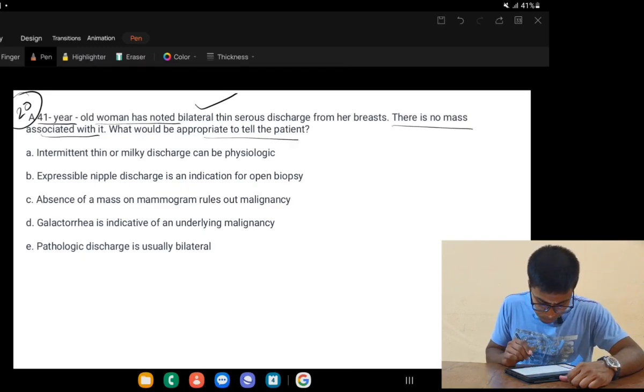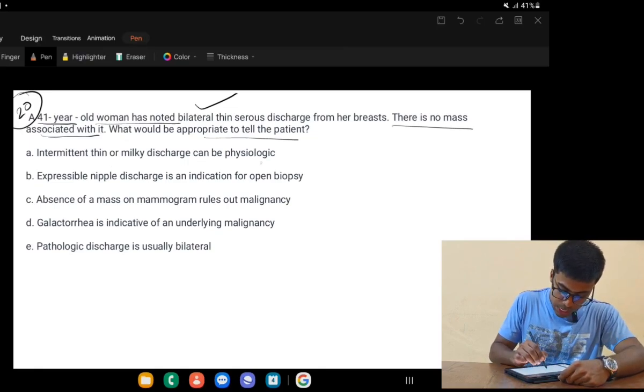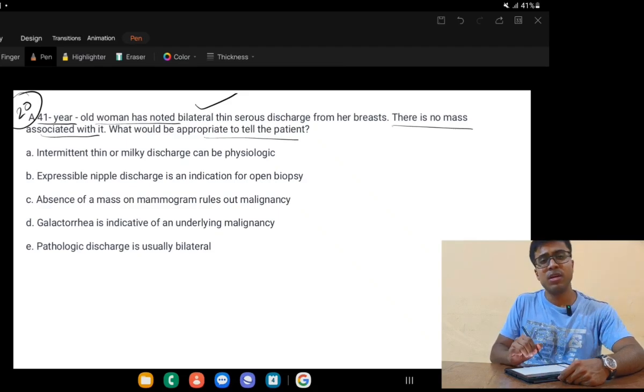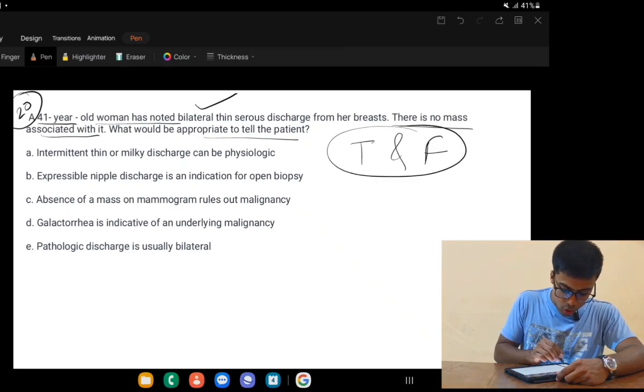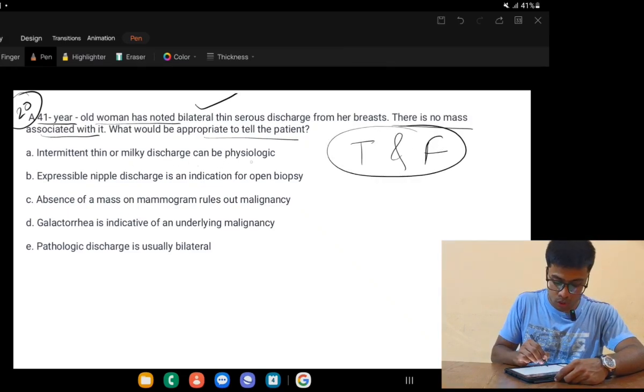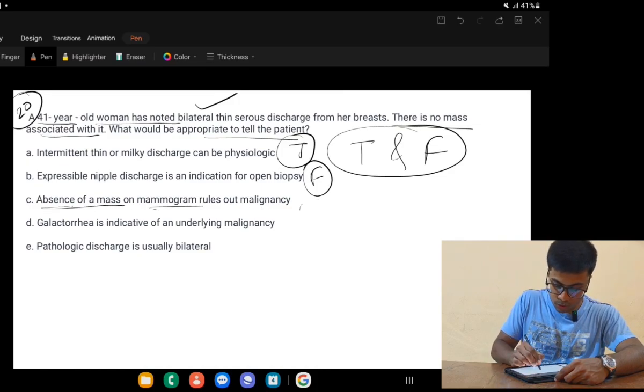First we should know what this case is. Intermittent thin or milky discharge can be physiological. What they are asking is the true and false statement here. Intermittent thin or milky discharge can be physiologic: yes, true. Expressed nipple discharge is an indication for open biopsy: no, not for sure. Absence of mass on mammogram rules out malignancy: no, false. Galactorrhea is indicative of an underlying malignancy: no, false, galactorrhea can be physiological. Pathological discharge is usually bilateral: no, not necessarily.